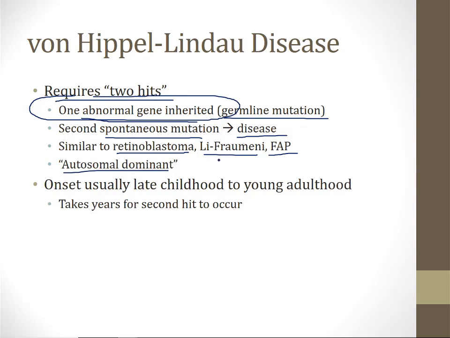In addition, the tumors in most of these disorders occur in late childhood or young adulthood, and that's because even though you're born with one germline mutation, the other gene in all of your cells keeps working until you get a little bit older, and that's when that second hit occurs.